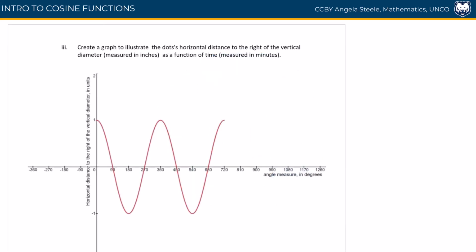All right, so this right here should be what your graph looks like. So again, make sure that your input is the angle measure and it's in degrees, and then the output is now the horizontal distance in relation to that vertical diameter. Okay, so this graph right here is referred to as our cosine function. So we've got y equals cosine of theta. We use theta to represent the input or degrees, and because we're looking at the horizontal distance, that is our cosine function.